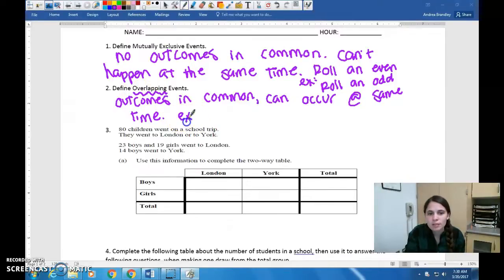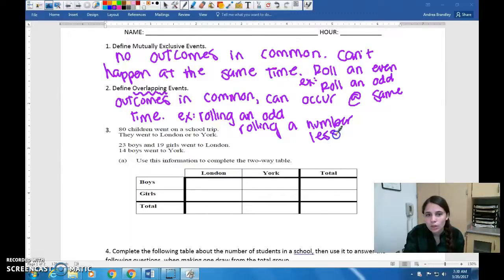An example of this would be rolling an odd number and rolling a number less than 4. Those are overlapping events because there are odd numbers that are also less than 4, like a 1 or a 3. So if we rolled a 1, we'd be rolling an odd number, and we'd also be rolling a number less than 4. So those events are overlapping. As I go through number 3, we'll talk about this a little bit more and why that's so important.